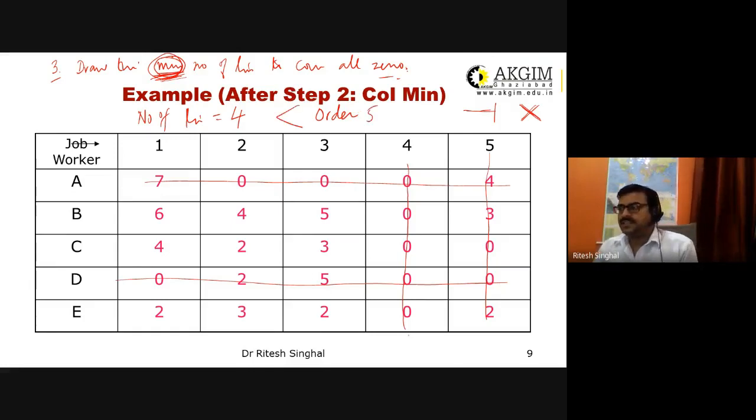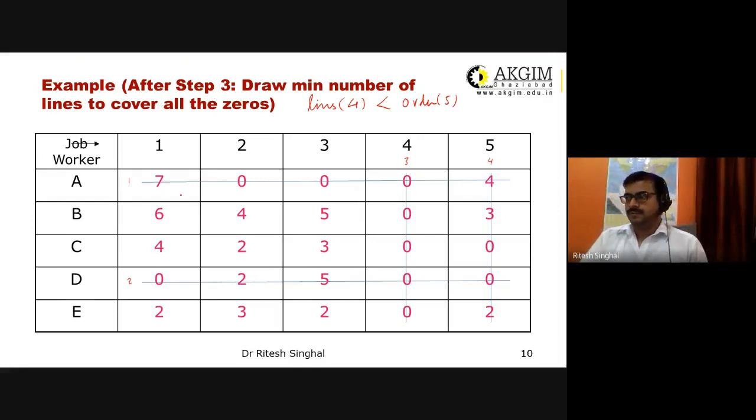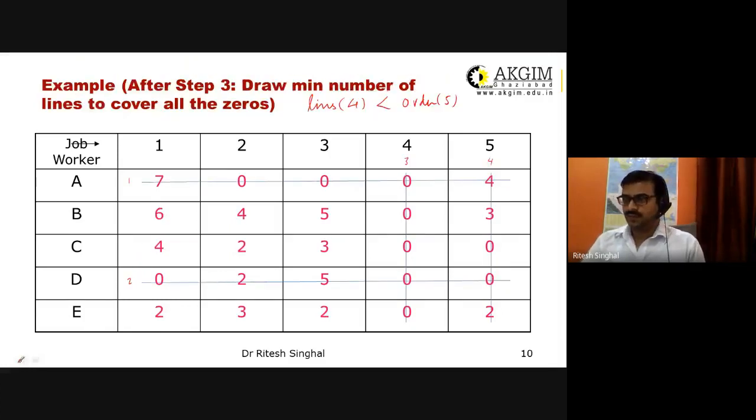So let's see in the next slide. These are the lines: first line, second line, third line, and fourth line. So 4 lines are required to cover all the zeros. So whenever this number of lines, which is 4 here, is less than the order of the matrix, which is 5 here, then we need to move to step 4. Step 4. Okay, so let's do step 4 here.